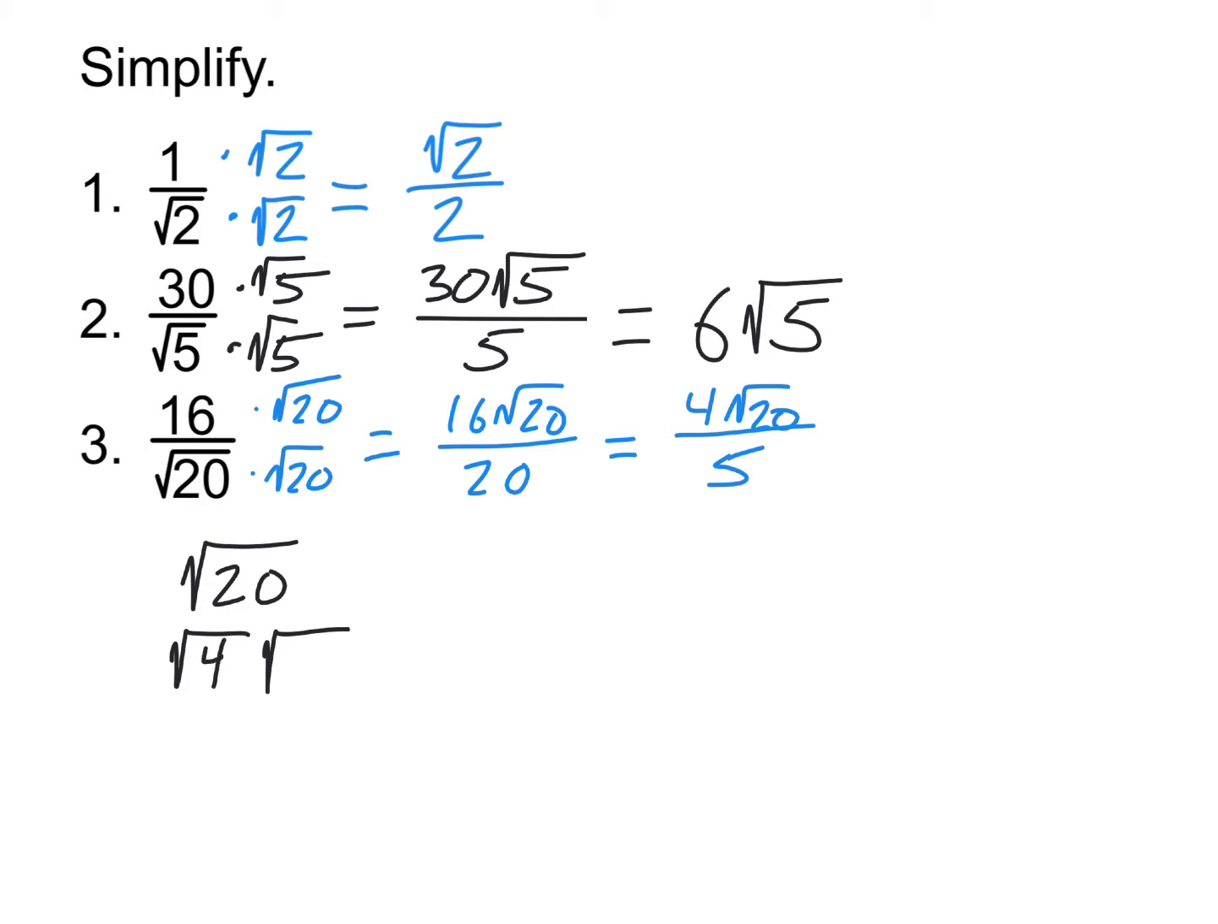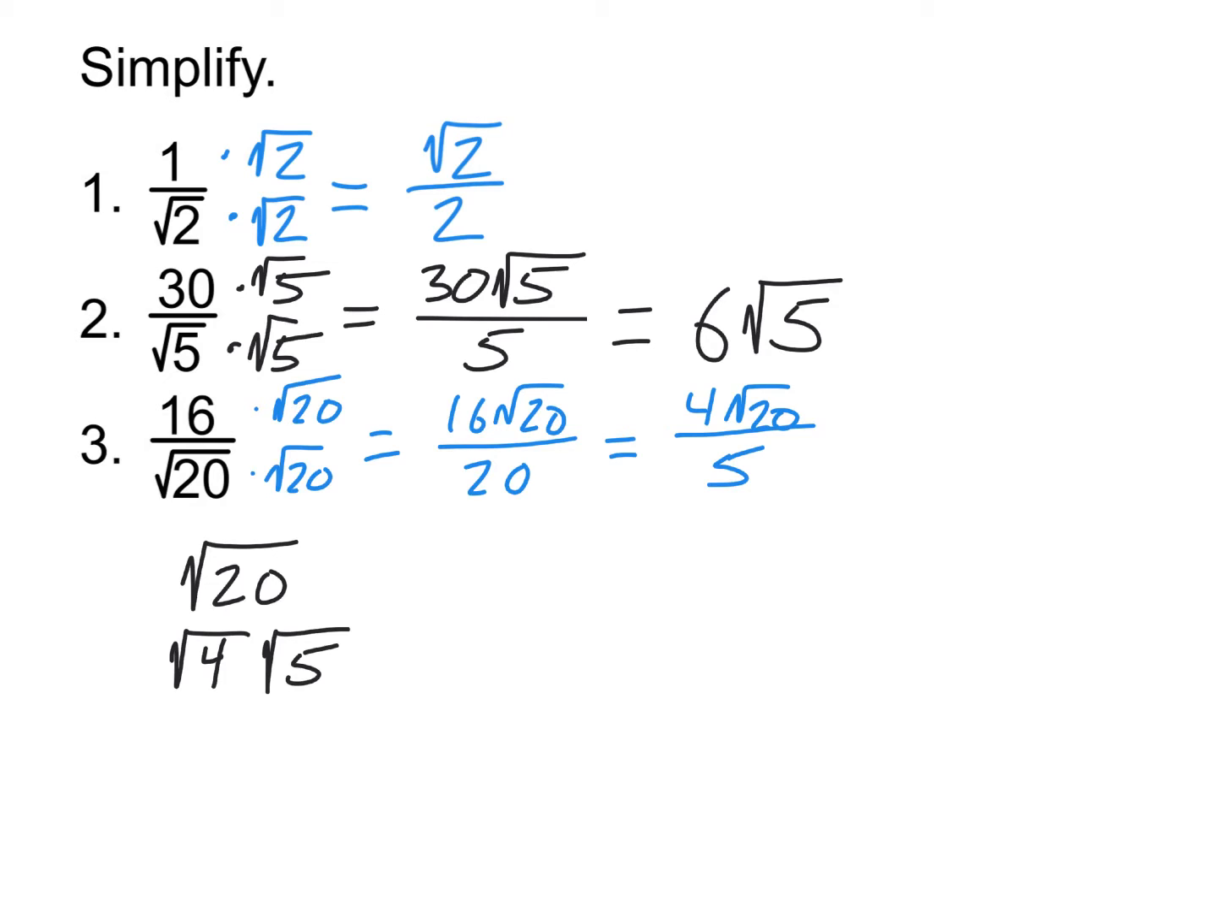4, yeah. And 4 times what is 20? 5. And so that's how I know what to break it up into. I break it up into 2 pieces. One of them is the biggest perfect square. The other one is whatever that happens to multiply to.